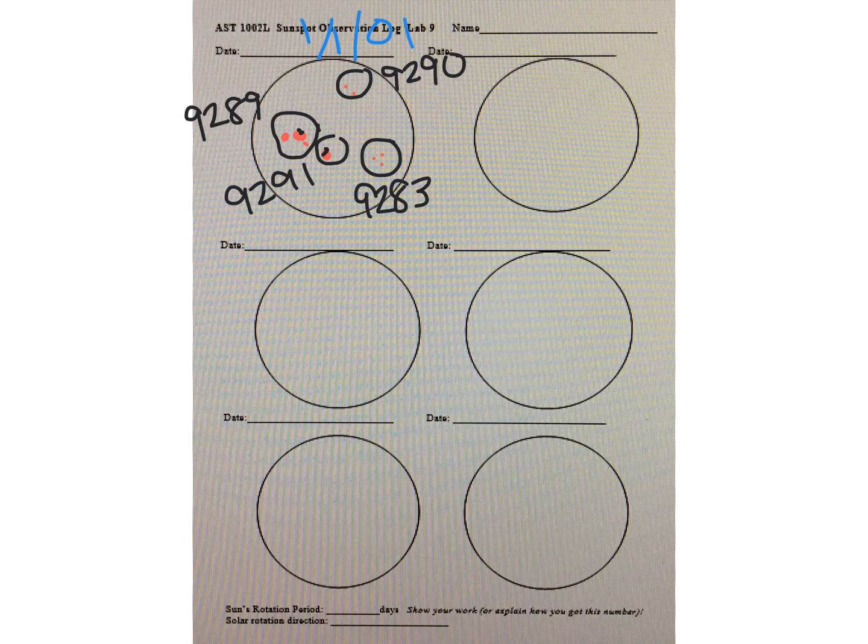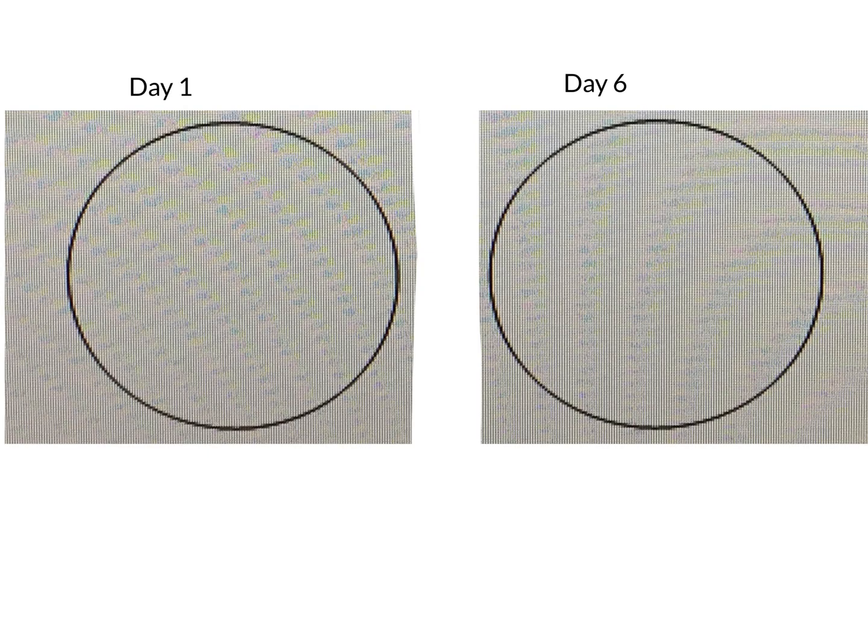There are then 2 questions at the bottom. The second one asks you for rotation direction. How are the spots moving? Top to bottom, right to left, whatever. The first question, though, requires a bit of calculation. Though there isn't an equation for this, there's a tiny bit of math involved here.